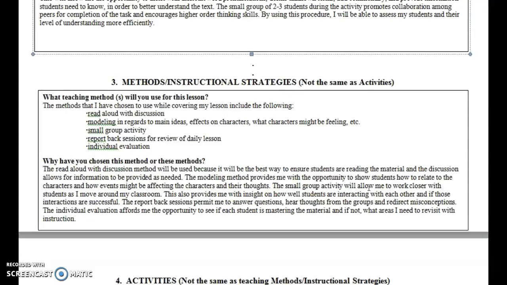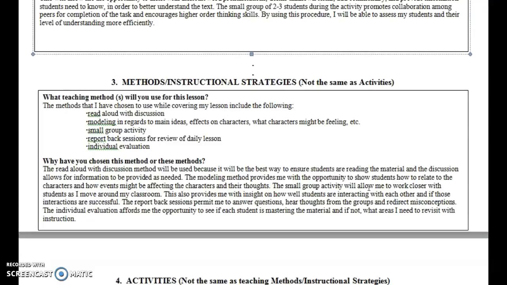And it will also allow me to provide insight on how students are interacting with each other, and if those interactions are successful, or if there are any problems in those interactions, things that I can do to help those interactions flow more smoothly. And then the report back session permits me to answer questions, to hear thoughts from the groups, and redirect any misconceptions they might have.